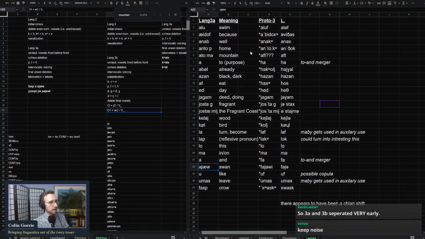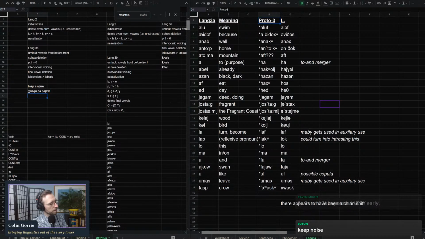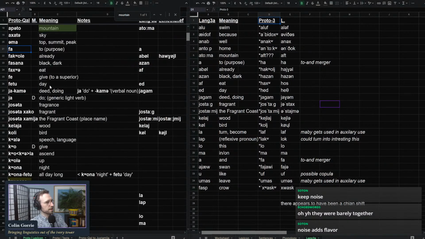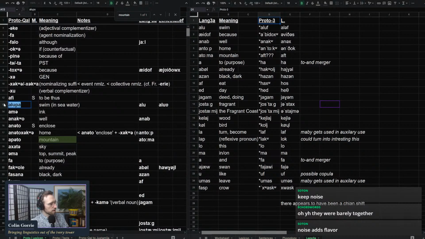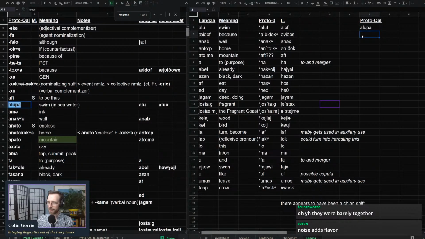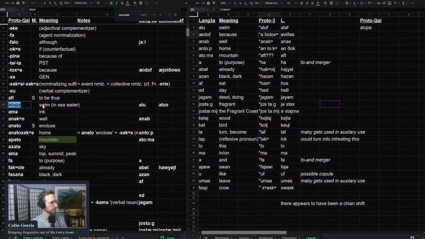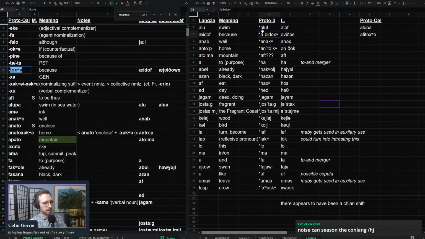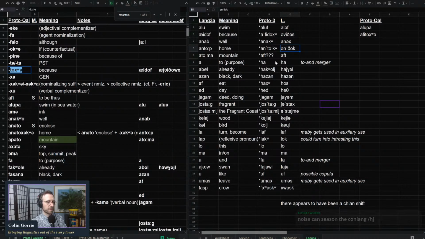Raven, I think you're right. Because if we look at Proto 3 and Proto Call, let's go back to the protocol lexicon. We have protocol alupa and proto 3 aluf. Protocol afitoche, proto 3 abidoch. Although now that we see this, we might want to change this to afi, because we have intervocalic voicing of the f to v. And then we have anakwo. I'm not going to do all these, just to show you an example.